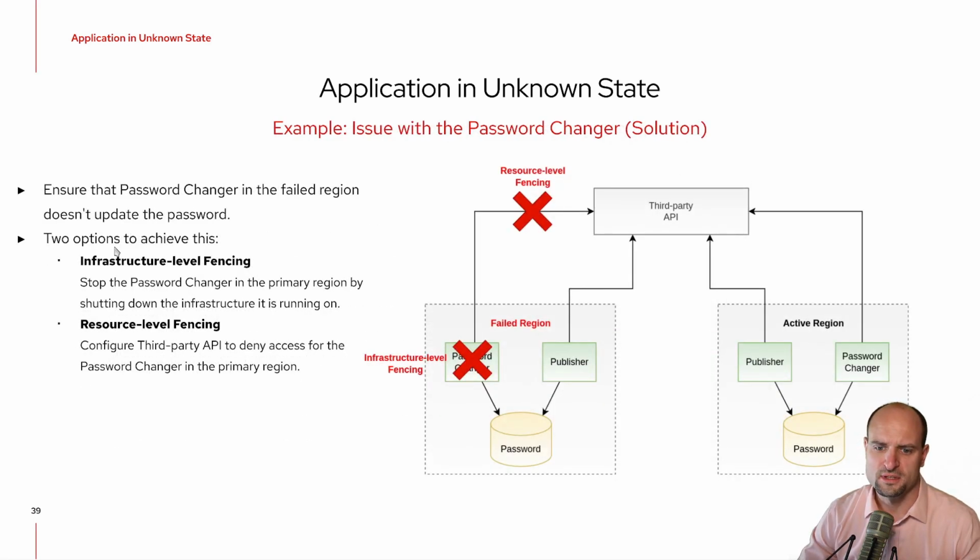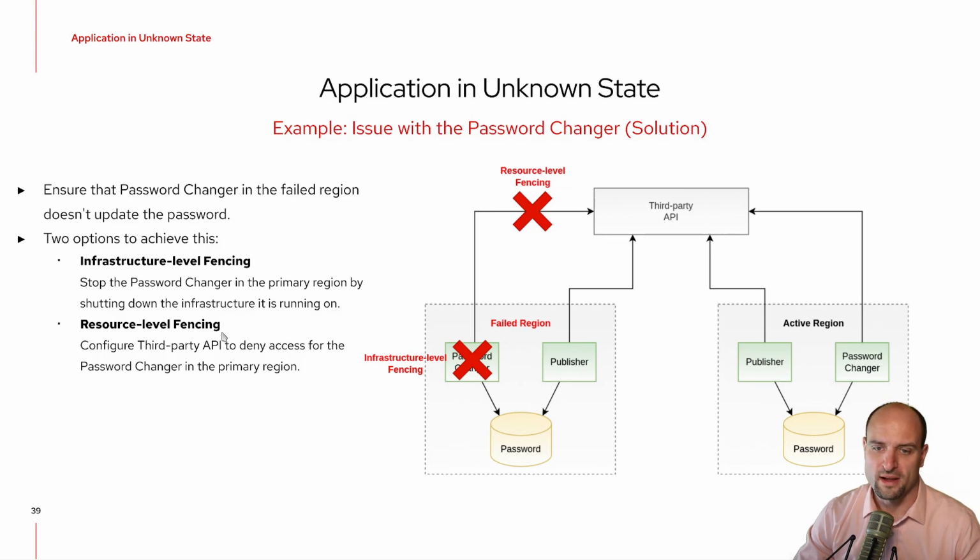There are two options. I call the first option infrastructure level fencing. The idea is that we can stop the password changer in the failed region by shutting down the infrastructure it is running on. Unfortunately, this requires access to the infrastructure, so it will work for private data centers, but not for a public cloud.